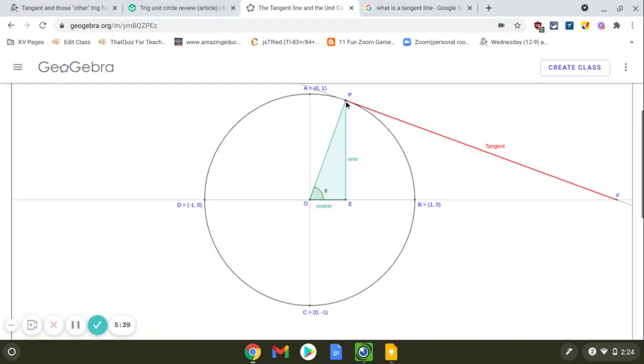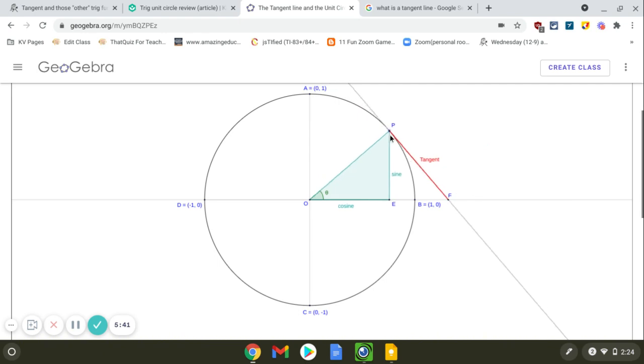So if I change my angle around, if I drop this thing all the way down to where the angle is 0, well, the length of my tangent line is 0, because I'm going from the point on the unit circle to the x-axis. Well, they're already connected there. That's why tangent of 0 is 0.